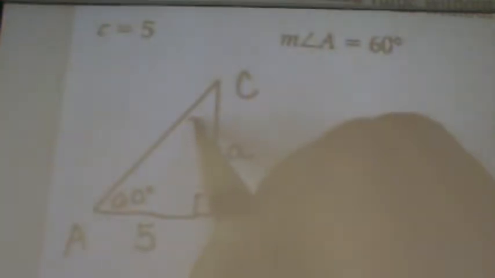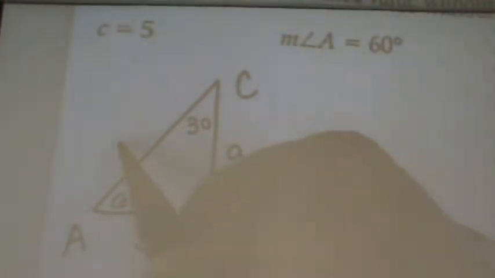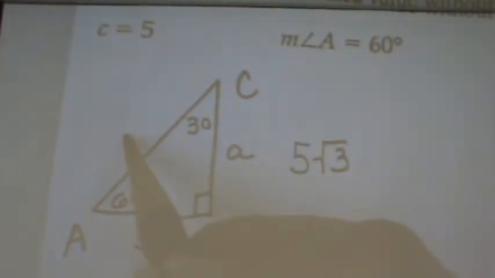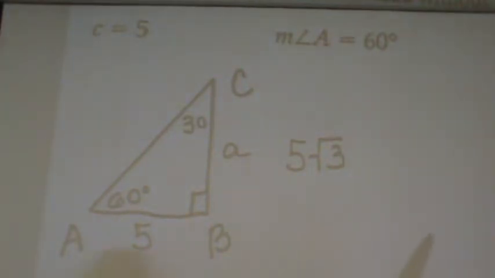So how would you do this? This is going to be your 30. What's the relationship? 5 root 3. What if I had asked you to find side B? What would you have done? Multiply 5 by 2, and you get 10. So if they ask you what this side is, you double the shorter side. Okay?